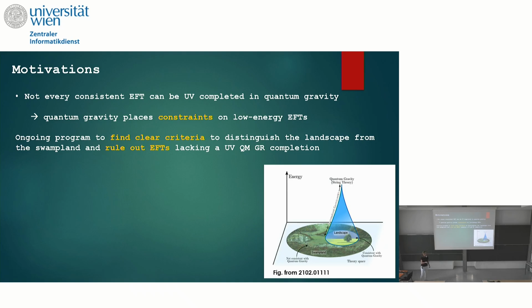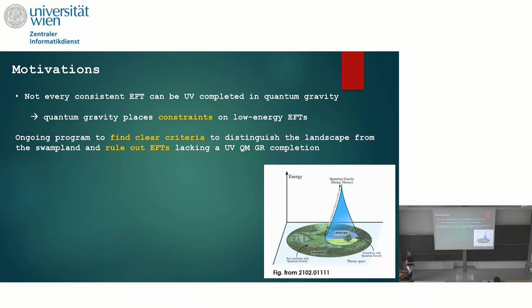By the way, I borrowed this picture from a very nice set of lecture notes by Iranian collaborators, so that's where that came from. As you know, there's an ongoing program to try to understand the boundary between the swampland and the landscape and find quantitative criteria to rule out field theories that are not compatible with gravity.